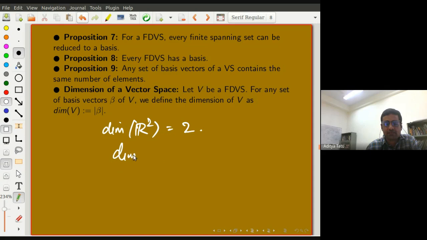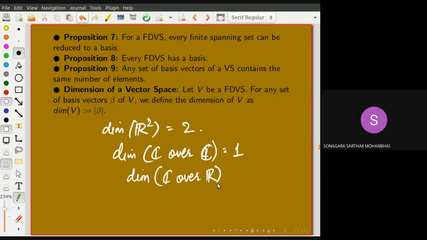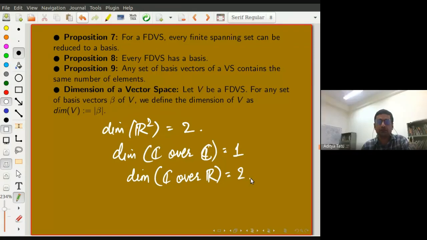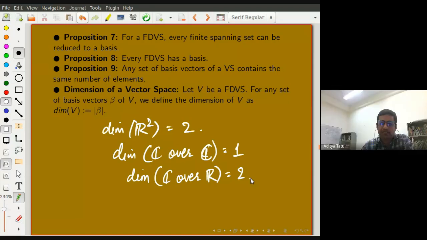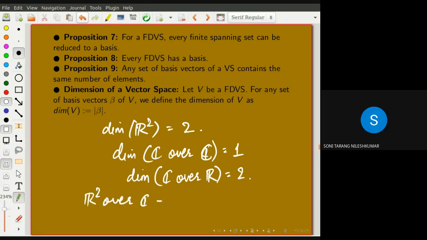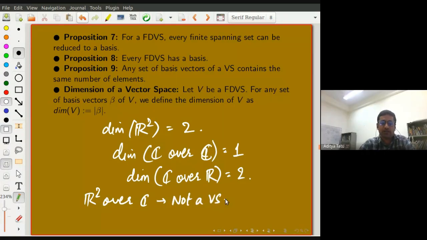What is the dimension of C over C? 1. Yes, 1. Dimension of C over R? 2. Okay, so be careful with this. The dimension of R2 over C is 1. Is R2 over C a vector space? No, scalar multiplication will not be closed then. Exactly. So it is not a vector space, and therefore its dimension doesn't arise.